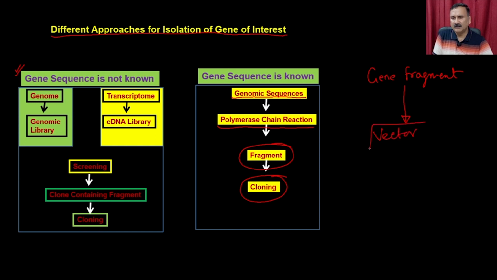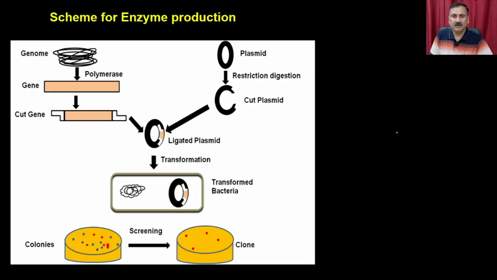But cloning a gene fragment into a vector is a multi-step process. You take the gene fragment and digest it with the help of restriction enzymes. Once you get the cut fragment, you also cut the vector with the same set of restriction enzymes. This is what we have discussed in this cartoon. From the genome, you have isolated the gene fragment.